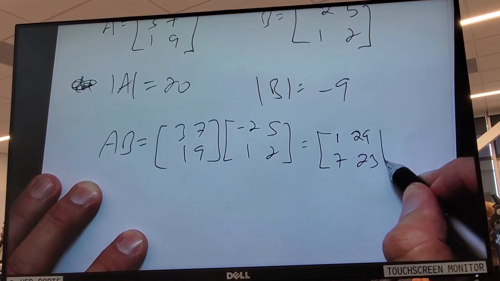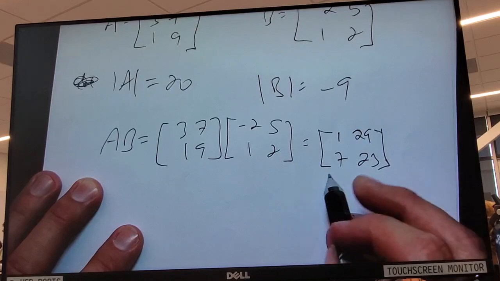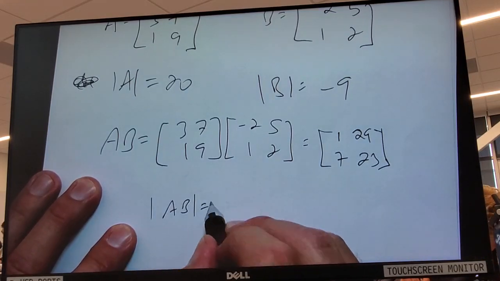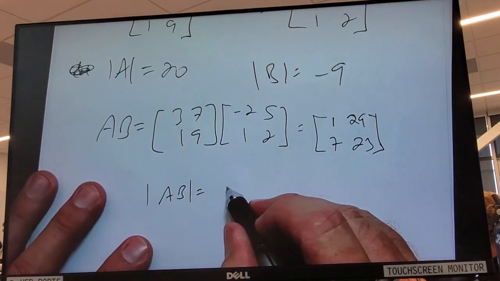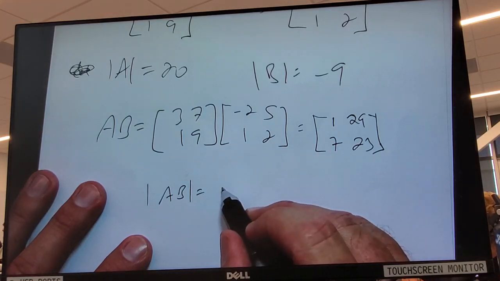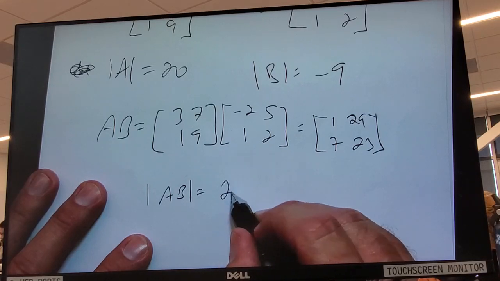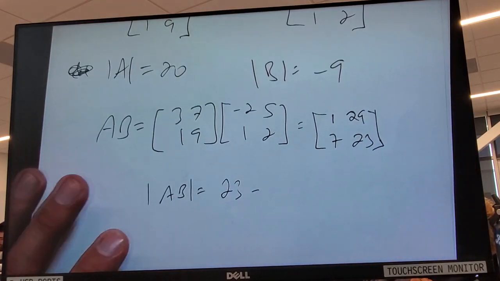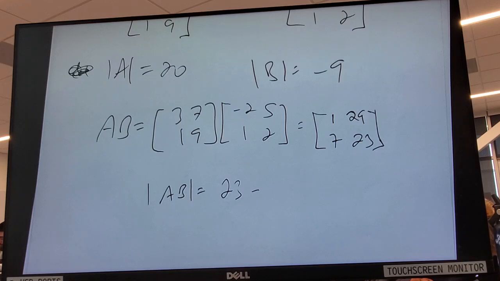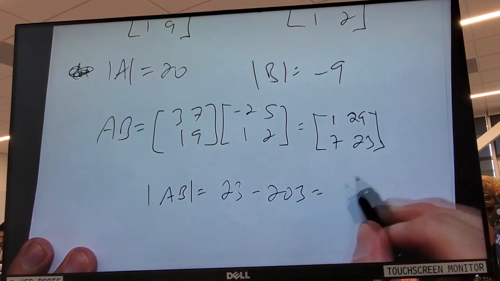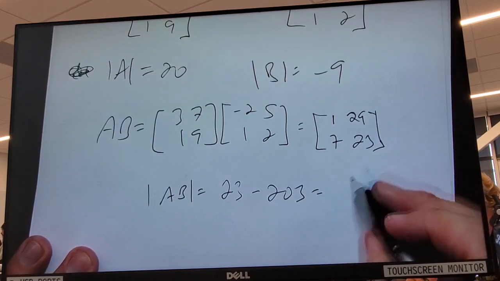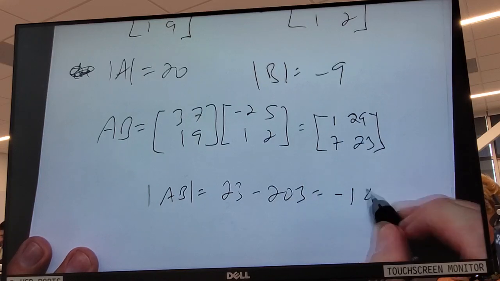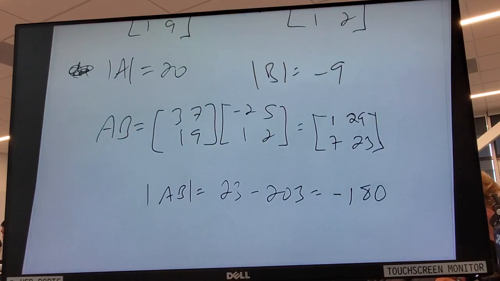Oh, yeah, 23. Okay, Jeff, there you go. So this is matrix AB. What is the determinant of AB? So let's see this. 23 minus 7 times 9, 7 times 30 is 210, one less 7 is 203. Is that cool? So it'll be minus 203, which is negative 180. No, 6.